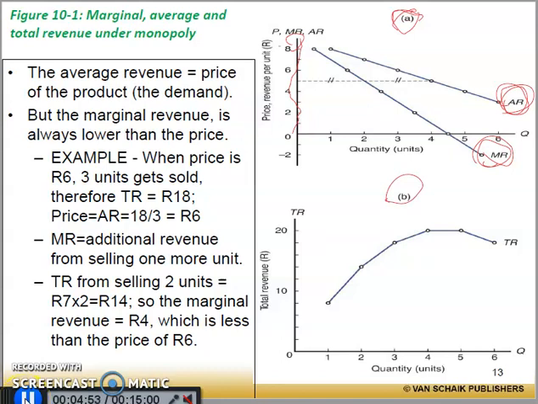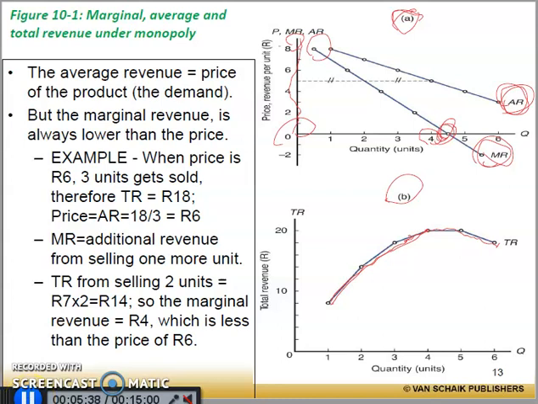As you can see, the total revenue rises here, reaches a maximum around there, and then starts falling again. If you compare figures A and B, as long as marginal revenue is positive, total revenue rises. Meaning that as long as marginal revenue is positive, between 0 and around 4.5, total revenue is rising.